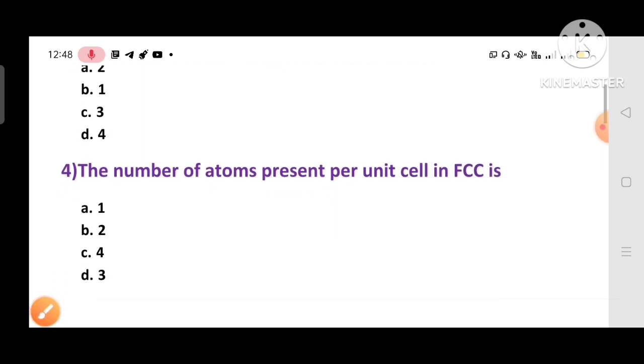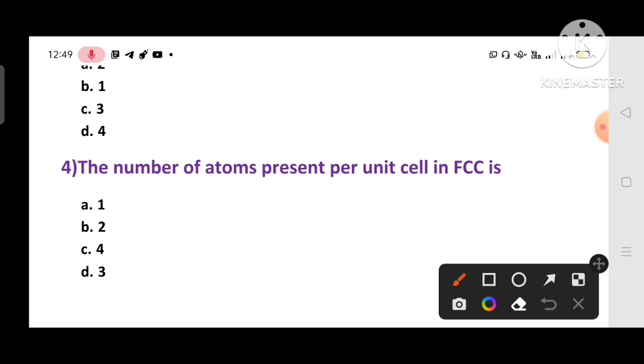Next question, number of atoms present per unit cell in FCC is, FCC anta andre face centered cubic unit cell. Option A 1, option B 2, option C 4, option D 3. And the right answer is option C 4.